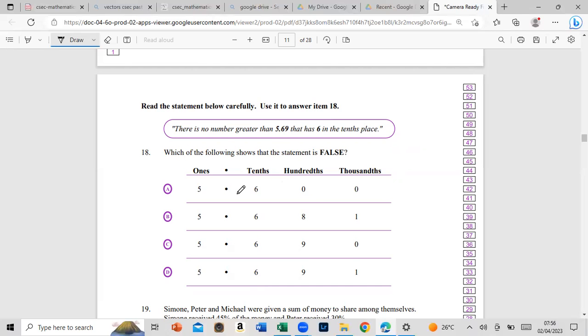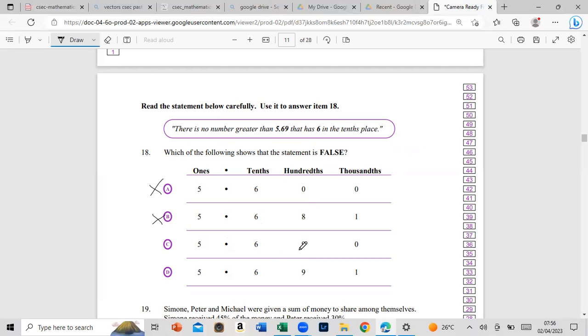6.6000, no, that's not greater than 5.69. Alright, so we can eliminate this one right away. Go down to the next one. 5.68, no, because 9 is greater than that. So we're already down to 2 places. So we have a 50% chance already. Let's go.